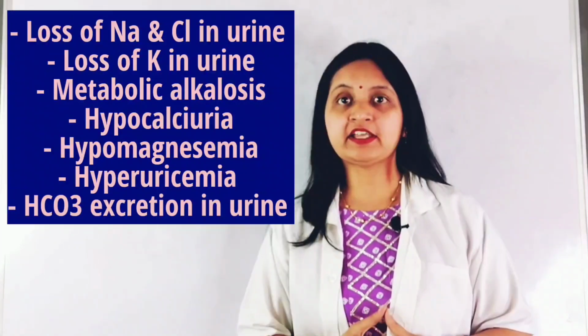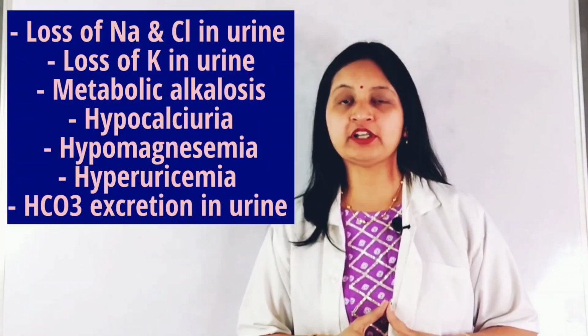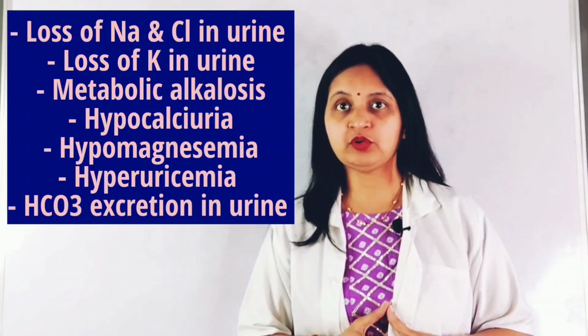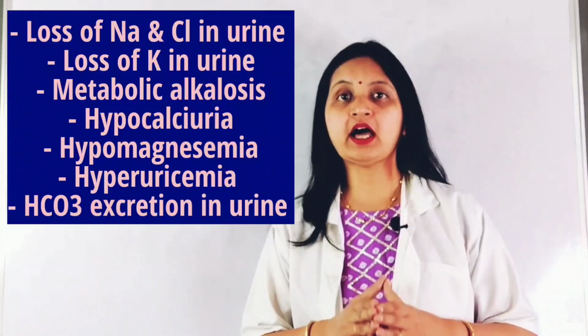the thiazide diuretics cause increased excretion of sodium, chloride, and potassium in urine. They can cause metabolic alkalosis. They decrease the calcium excretion in urine and can also cause hypomagnesemia.